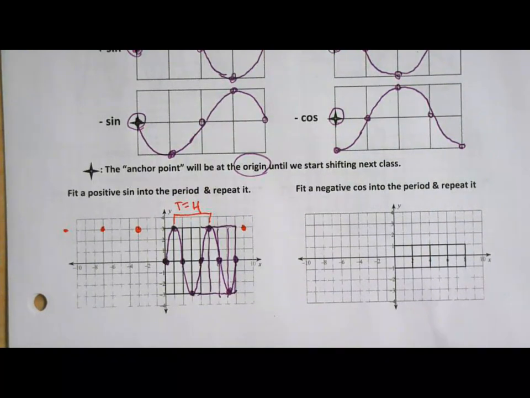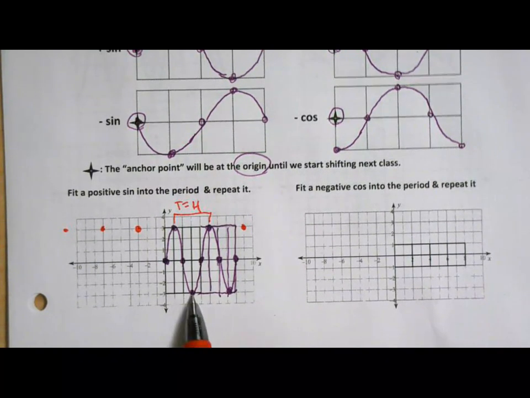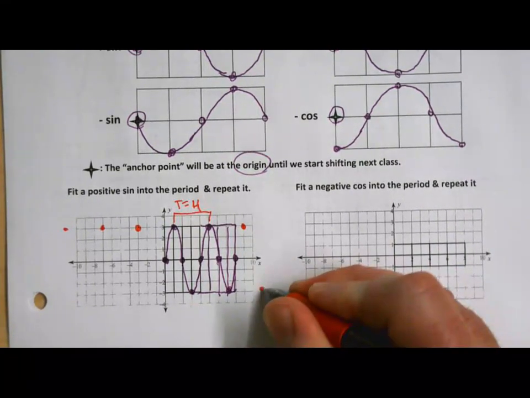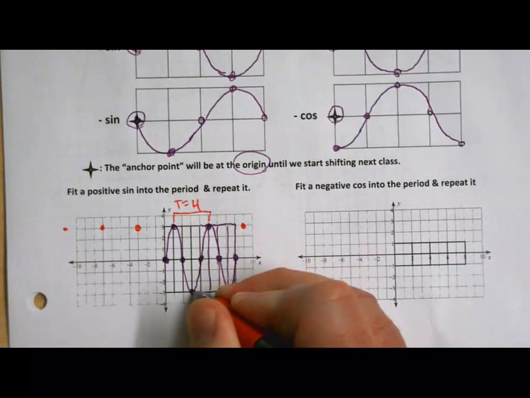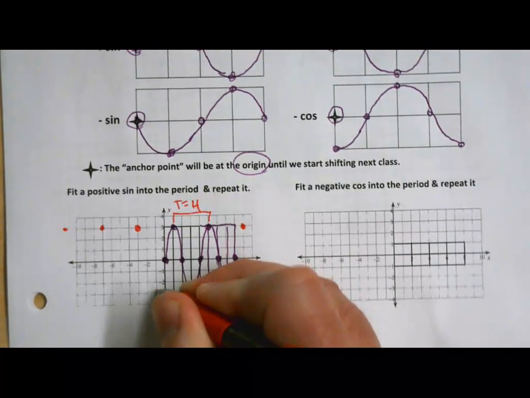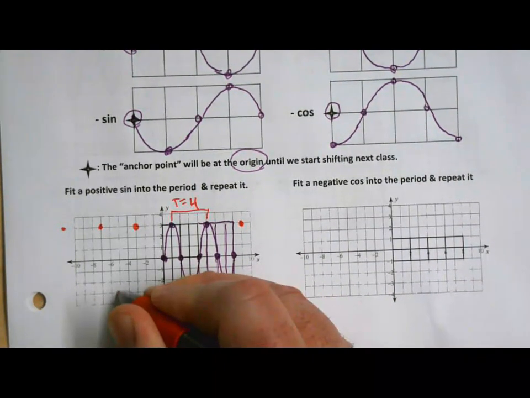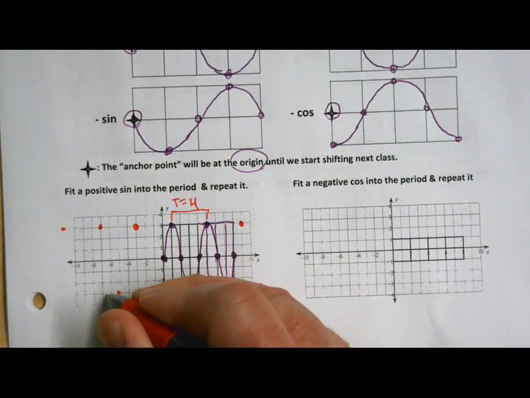And then I do the same thing with my mins. I've got a min right here. That's going to repeat every 4. Count over 4, boom, here's another one. Count over 4, there'd be another one over here. Go back here and start counting to the left by 4. Wait, did I do that right? Yeah. 1, 2, 3, 4. 1, 2, 3, 4.